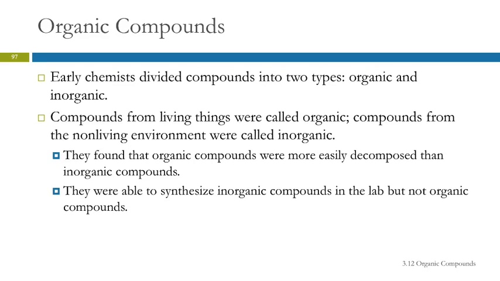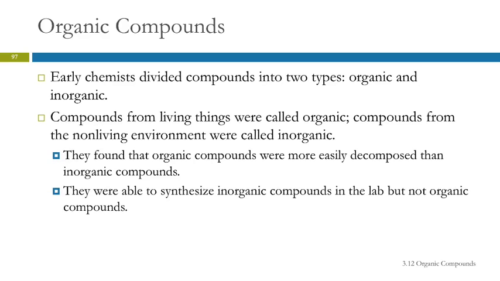Organic compounds. So we're just going to learn a little bit about organic compounds. Early chemists divided matter into two different types of compounds, organic and inorganic. In everyday life in American culture, the word organic makes me think of pesticide-free produce and vegetables. Organic is safe, organic is good. In chemistry, organic is not safe. A lot of organic things are extremely toxic.